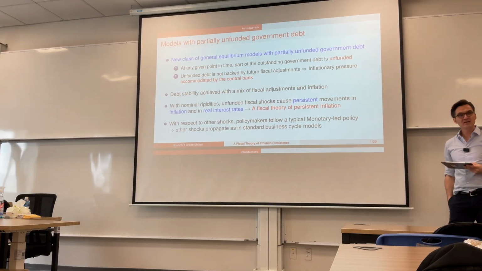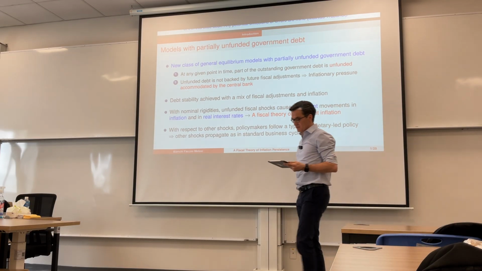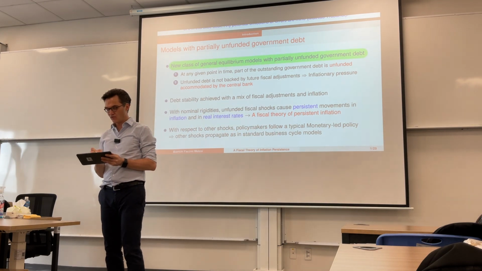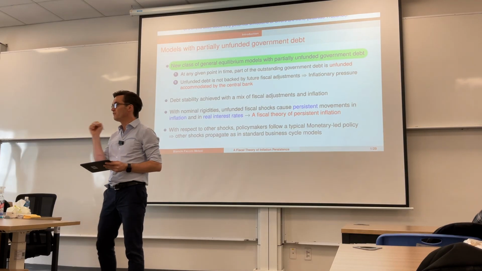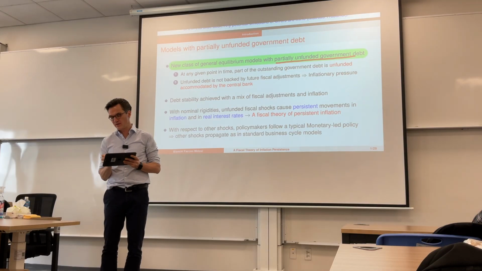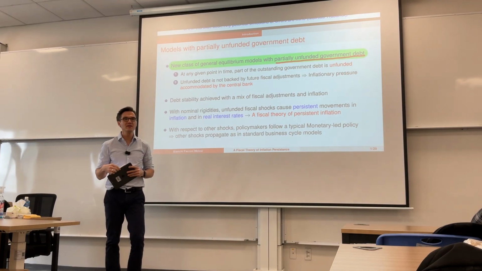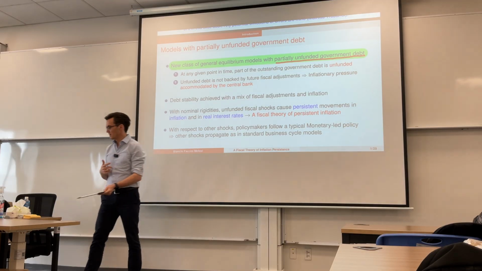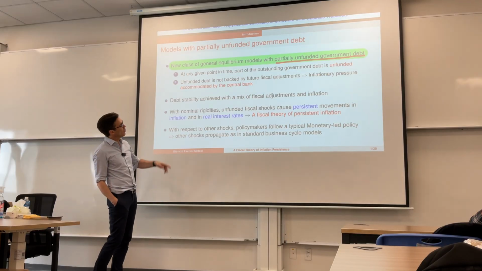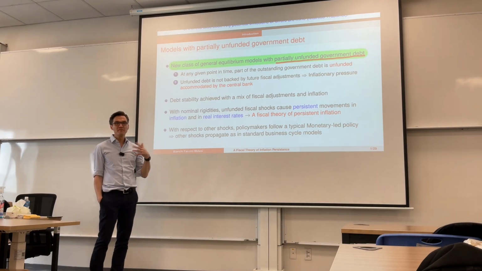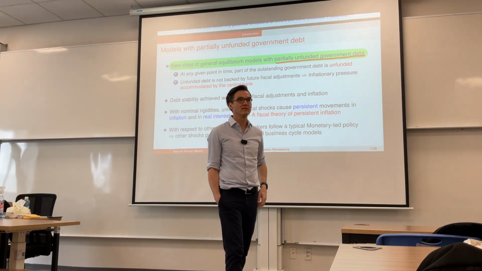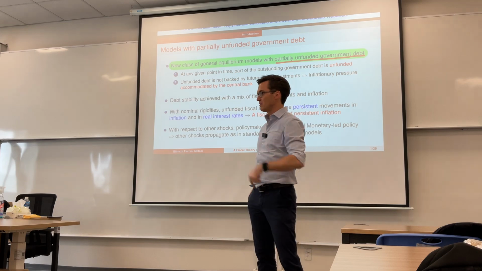What is the key idea of the paper? The key idea of the paper is to come up with a new class of general equilibrium model that has one new feature, which is what they call partially unfunded government debt. That is, if you have to describe this paper, then that's basically the description of what that paper is. So, what is unfunded government debt? Well, suppose the Vietnamese government is cutting taxes to the people in Vietnam.